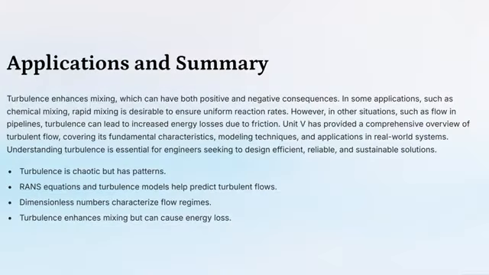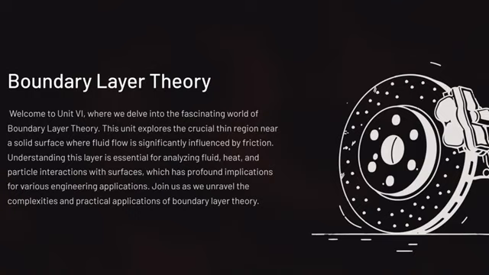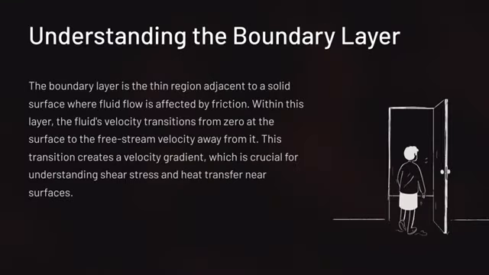So Unit 5 is really about understanding how turbulence works, predicting it using models, and applying it to real world systems. Yay, and it's such a huge part of engineering. Now, Unit 6, let's move to boundary layer theory. This is where things get interesting, especially for fluid flow over surfaces.